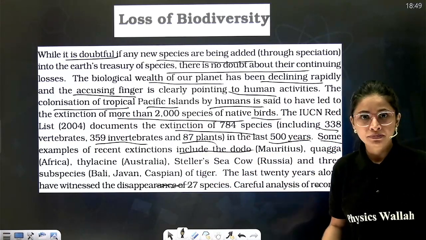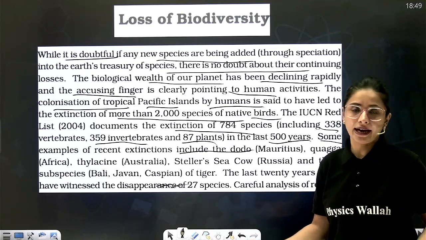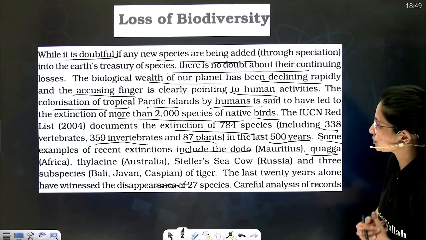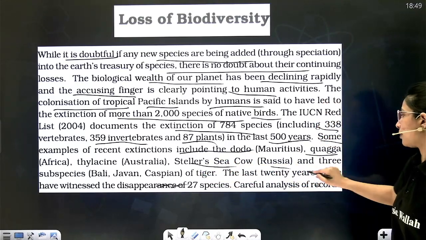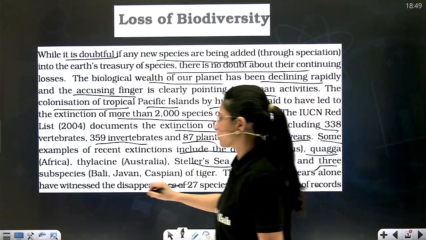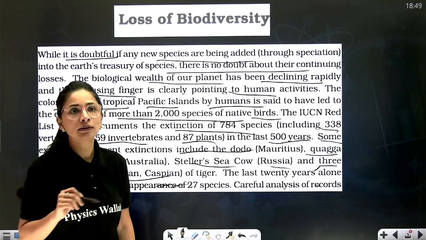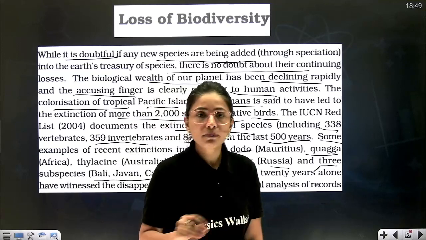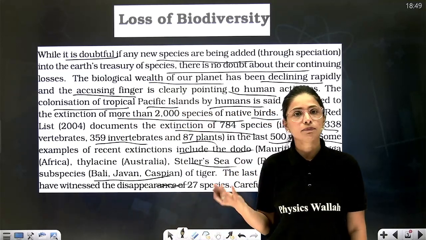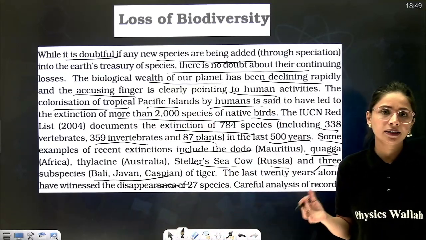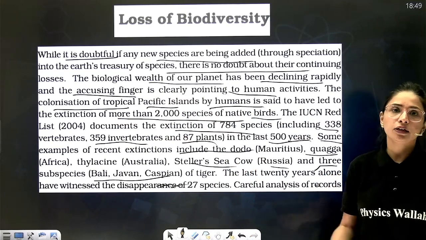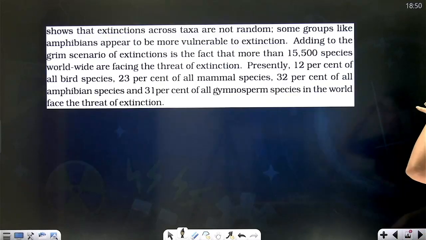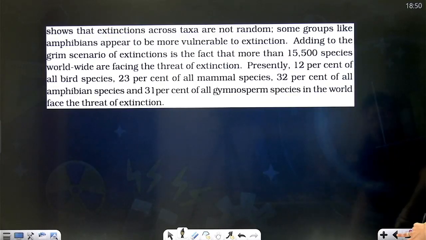Now, some examples of recent extinction include the dodo from Mauritius. It was a flightless bird from Mauritius. Quagga from Africa, thylacine from Australia, Steller's sea cow from Russia, and 3 subspecies of tiger, that is Bali, Javan and Caspian. And this is too much. The more biodiversity loss you face, the more the ecosystem will become unstable and less healthy for even us to survive in the upcoming future. Right?